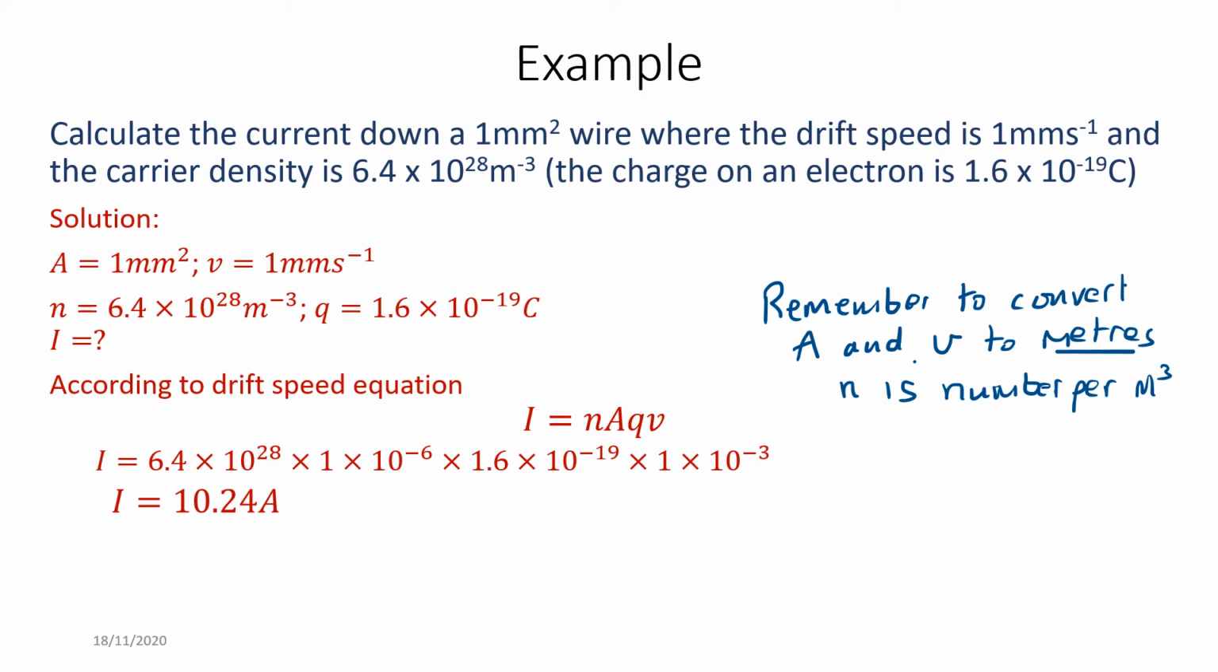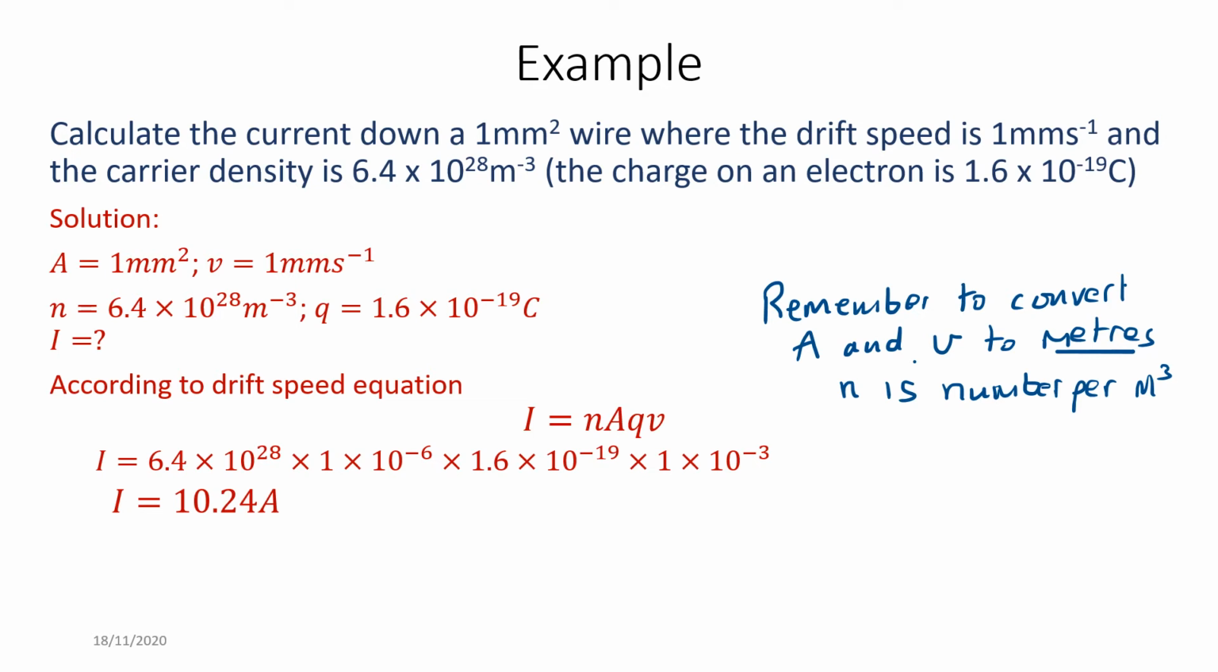We multiply all the values together, but one thing to remember is that we need to convert area and drift velocity to meters, because n, which is our carrier density, has units of per meter cubed. So we've got to be putting the same units into the equation.